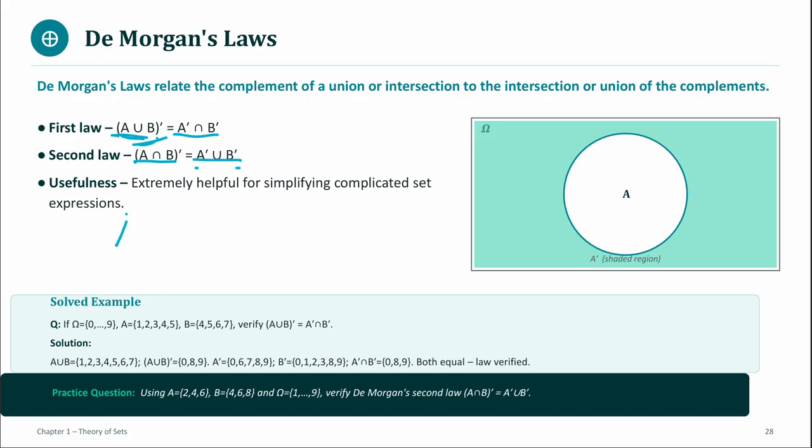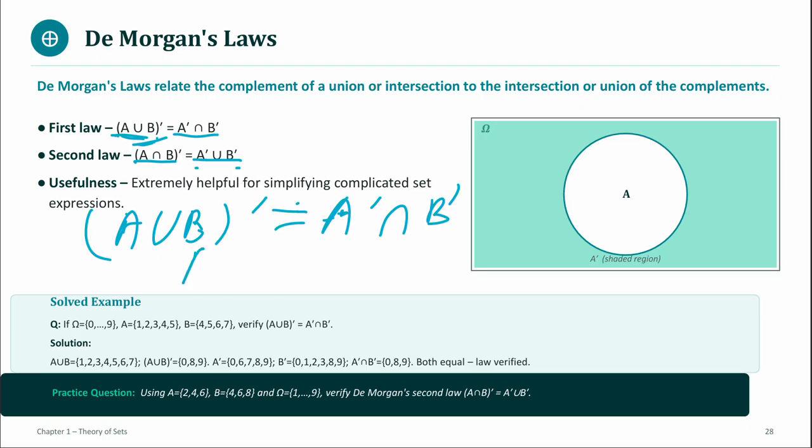So (A union B)' , the complement of the union of A and B, is equal to A' intersection B', the complement of A intersection the complement of B, or (A intersection B)' is equal to A' union B'. Extremely helpful for simplifying complicated set expressions, right?